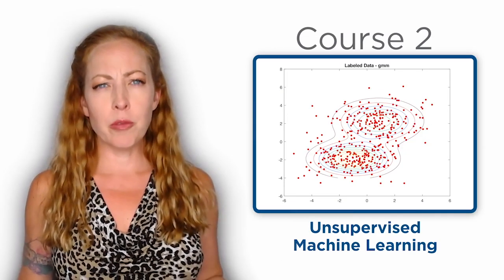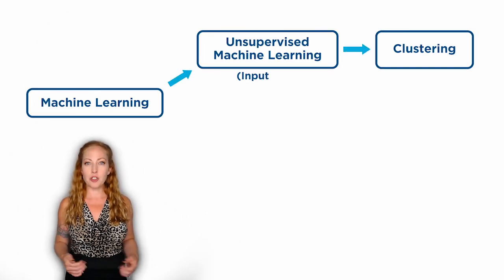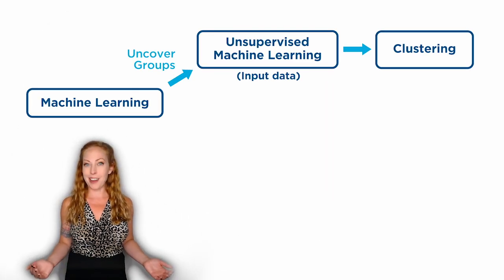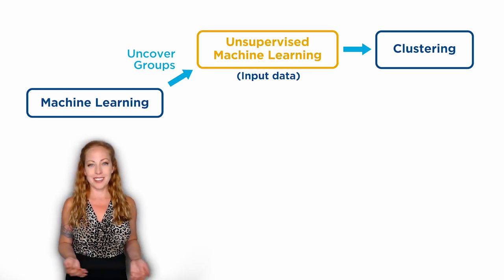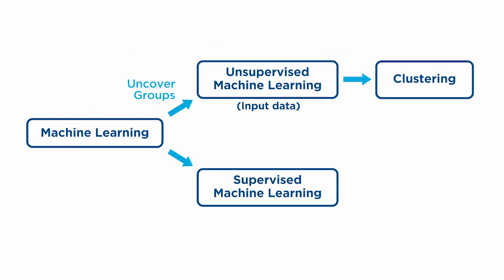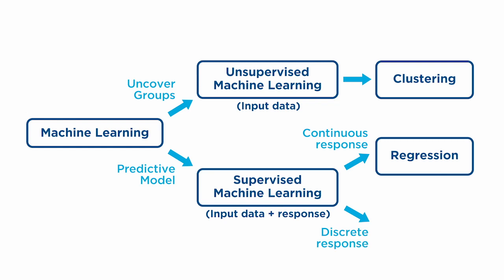In course two, you performed unsupervised machine learning by clustering data. You use unsupervised machine learning when you're looking to uncover groups or patterns. There is no correct answer, which is why it's called unsupervised learning. In contrast, the goal of supervised machine learning is to build a predictive model. The data must contain both a set of features and the known response for each observation. If that response is a continuous numeric variable, then you have a regression problem. If the response is one of a discrete set of values or categories, it's called classification.